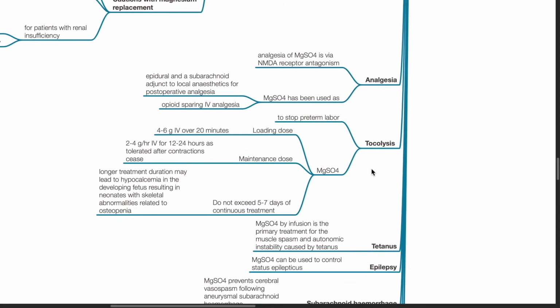Magnesium has been used as a tocolytic to stop preterm labor, with a loading dose of 4 to 6 grams magnesium sulfate IV over 20 minutes, with a maintenance dose of 2 to 4 grams per hour IV for 12 to 24 hours as tolerated after contraction ceases. Do not exceed 5 to 7 days of continuous treatment. Long treatment duration may lead to hypocalcemia in the developing fetus, resulting in neonates with skeletal abnormalities related to osteopenia.